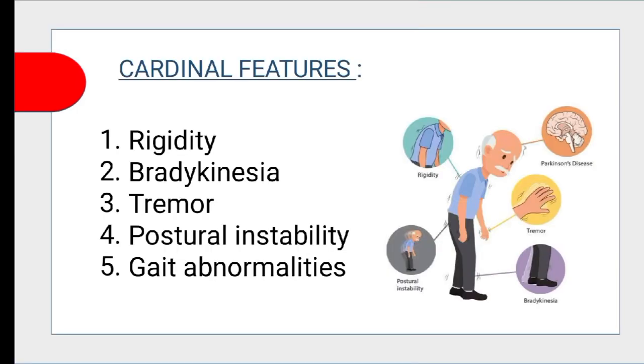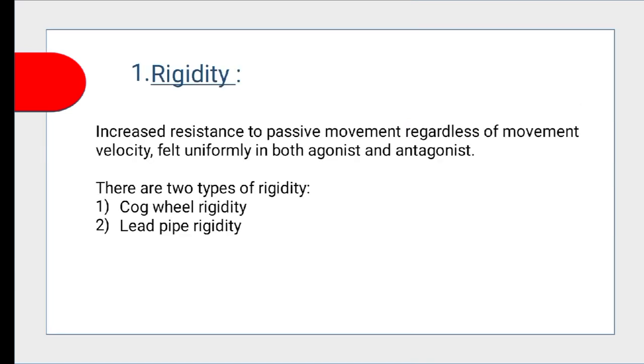The main cardinal features associated with this particular disease are rigidity, bradykinesia, tremor, postural instability, and gait abnormalities. Let's understand each and every feature. First and foremost, we will begin with rigidity.